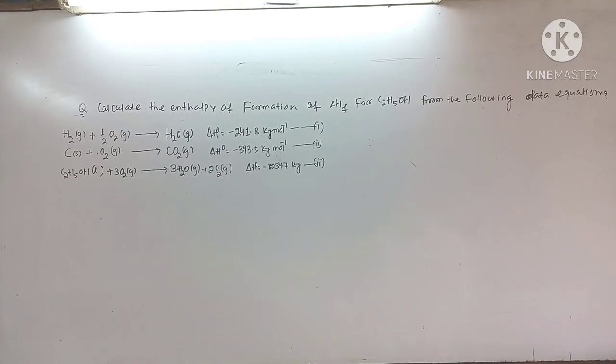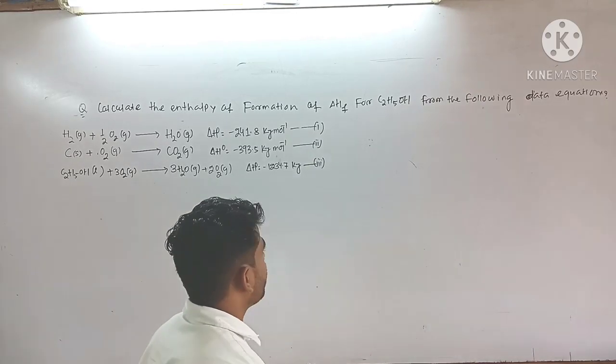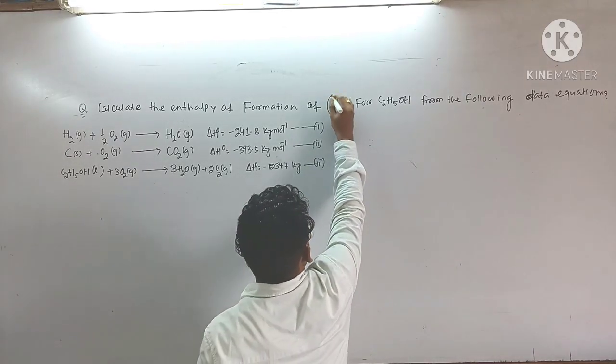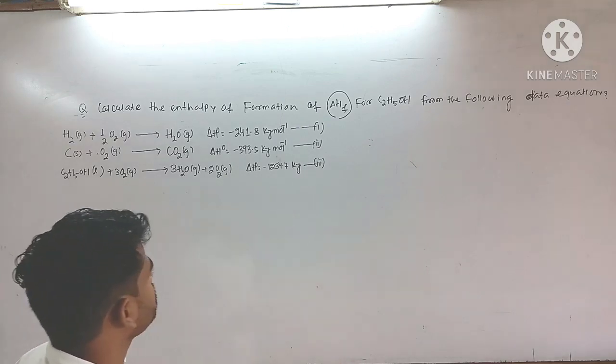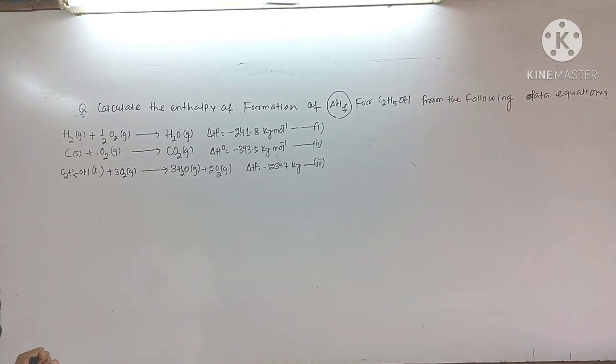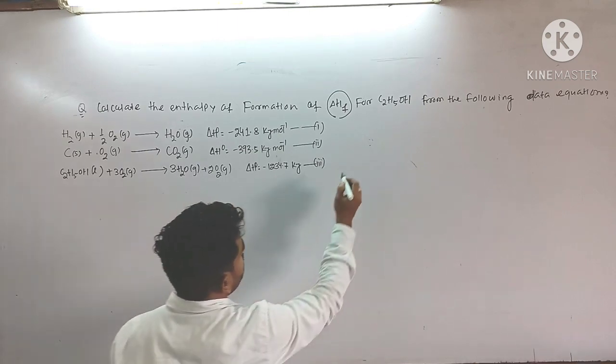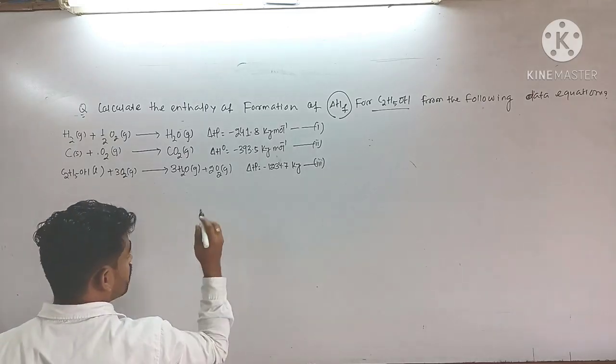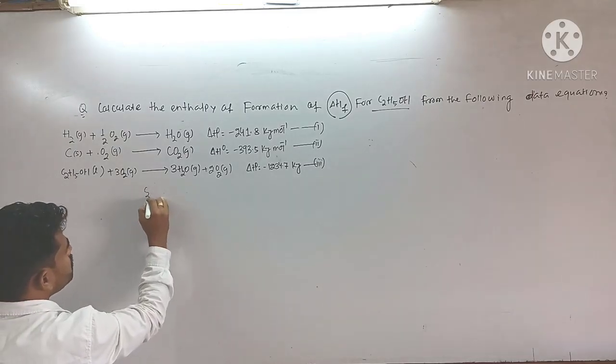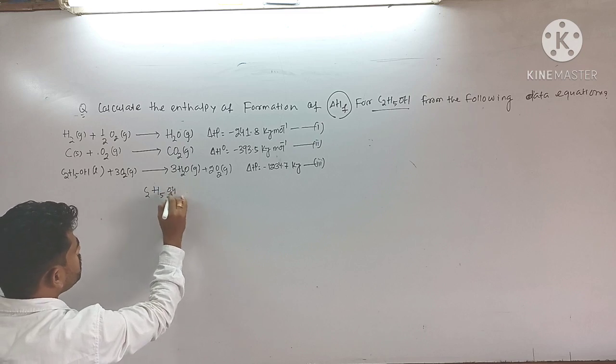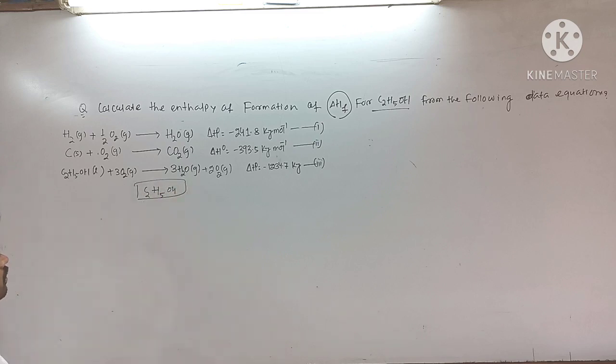So students, you have to calculate the heat of formation, del HF, for the formation of ethanol from the following data equations. Look carefully at how to find the enthalpy of formation of a compound from the data equations. This is one of the important applications of Hess's law. So you just write down the formation of ethanol first. Focus on its molecular formula, that is C2H5OH. How many carbon atoms are there? 2 carbon atoms are there.